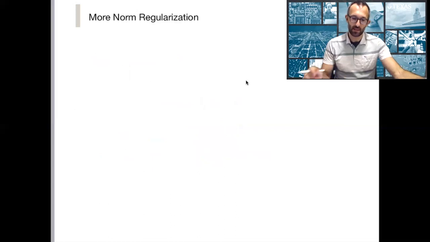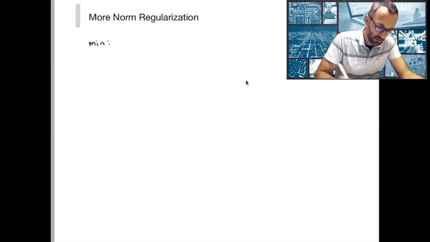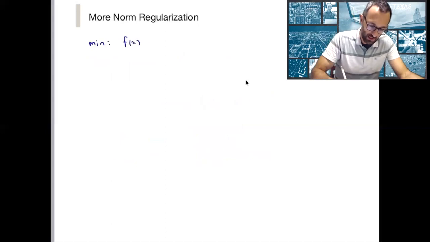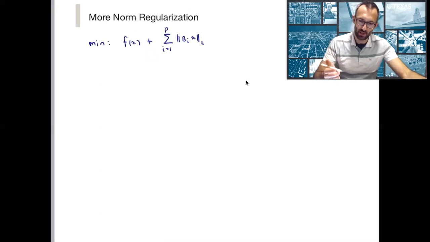Okay, let's see another example. It'll be similar in flavor, but in a way dual to this. So minimizing f of x plus now the sum of many norms. Let's just write the two norm. Okay, so let's think about how we're going to do this.